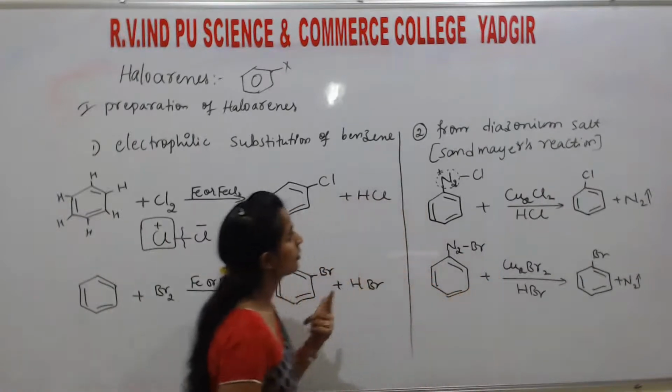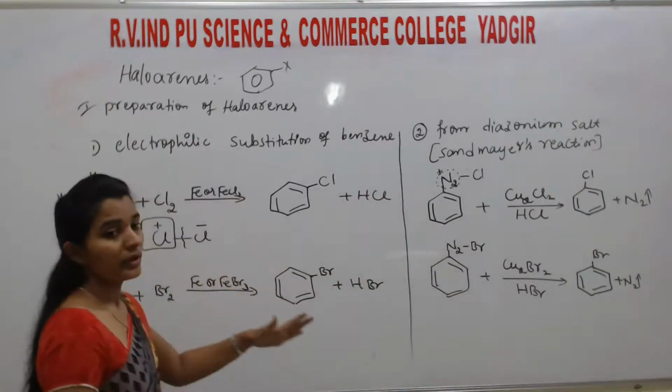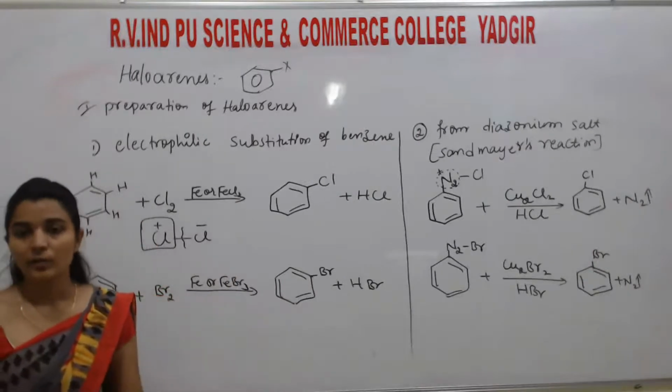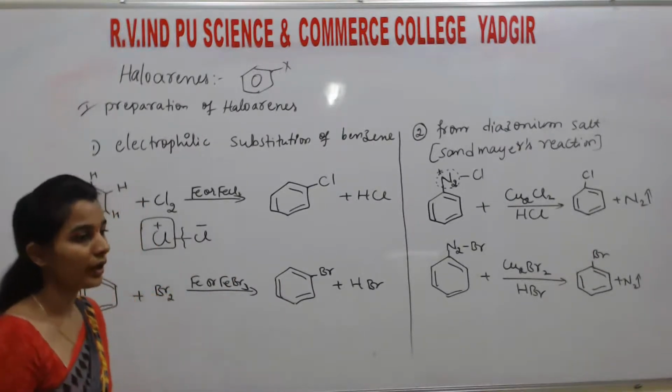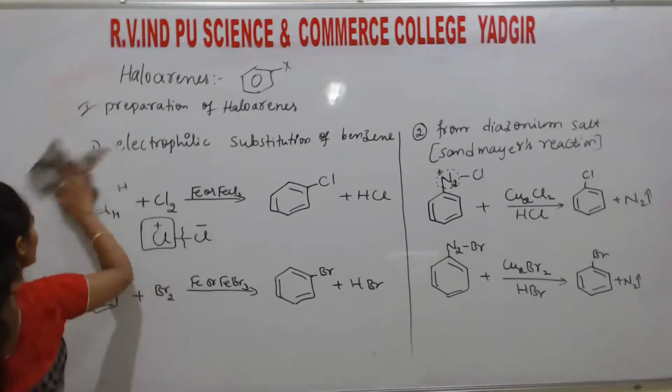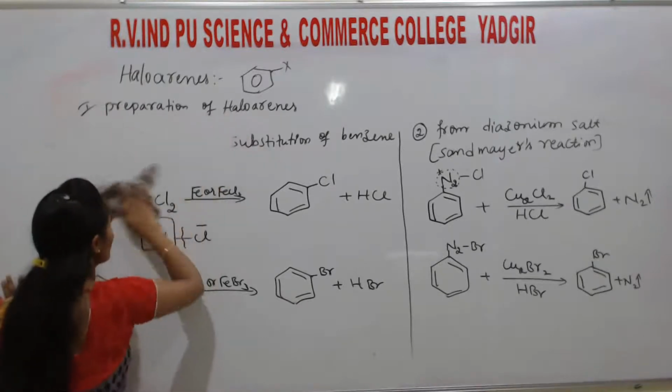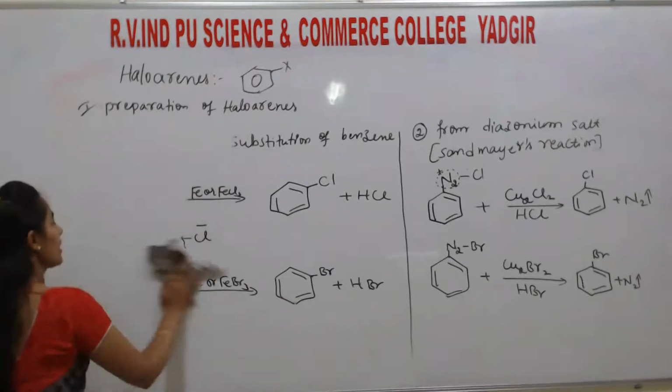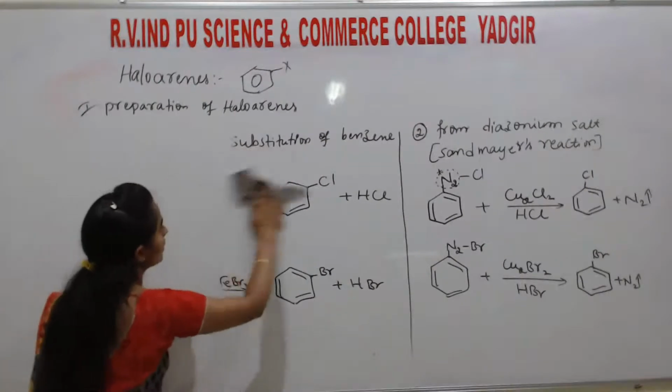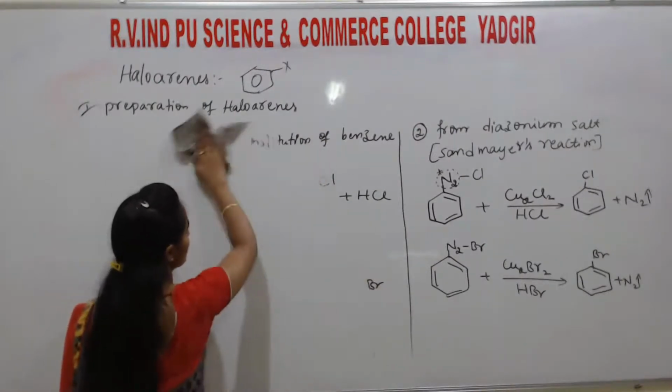Understand? So this is all about what? The preparation. Next we will study the chemical properties of the haloarene. So before going to study the chemical properties, first we have to write which type of reaction will take place and at which position the reaction will take place.